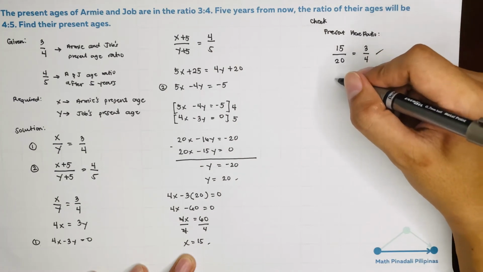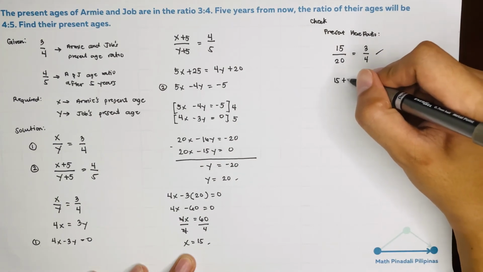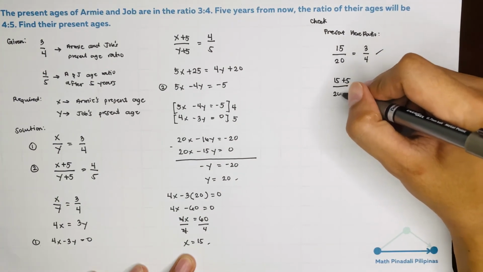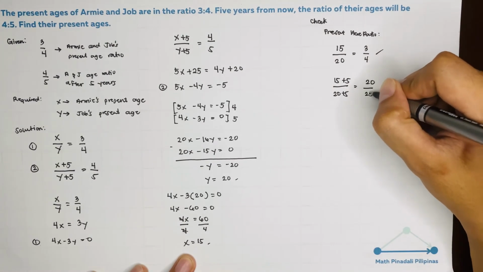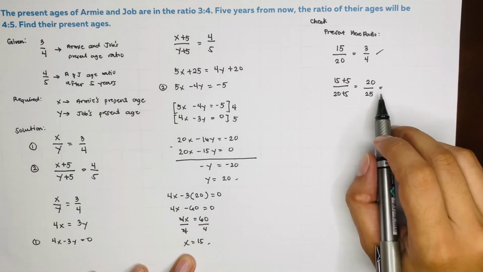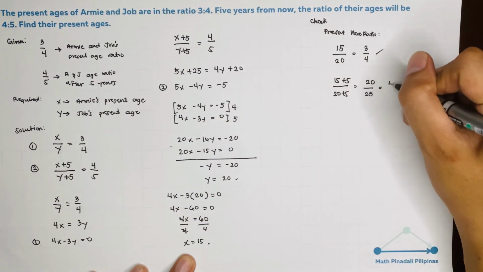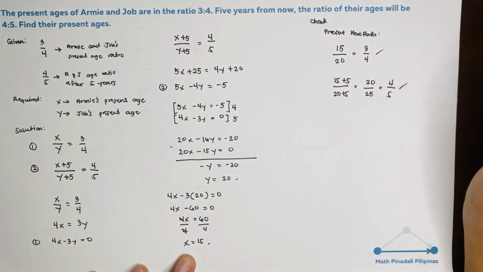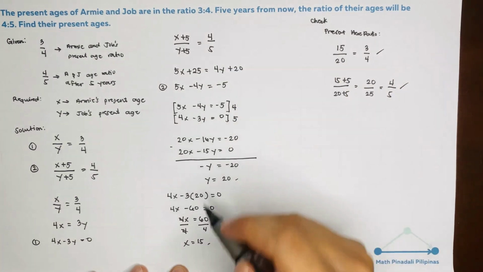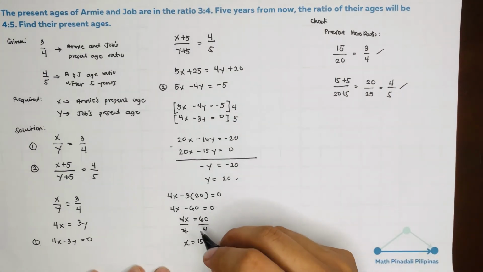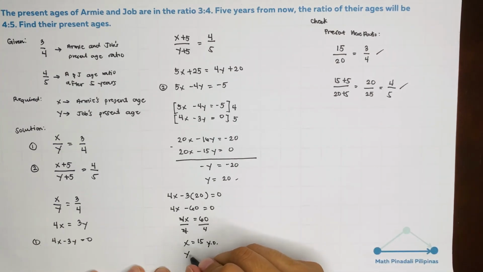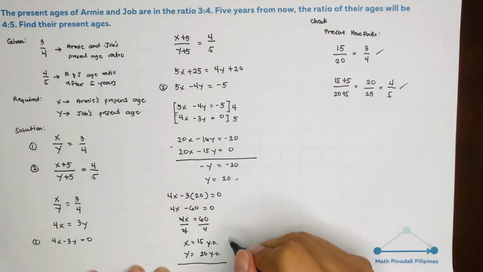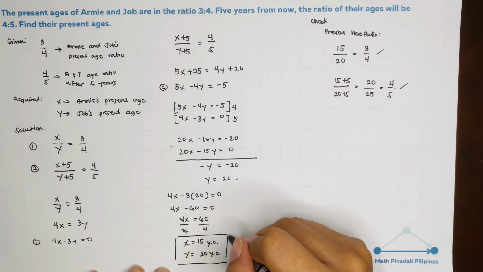5 years from now, Armie will be 15 plus 5, while Job will be 20 plus 5. This is equal to 20/25, or simplifying, their ratio will be 4/5. So check. So our final answer: Armie's age is 15 years old. Job's age is 20 years old. Let's box our final answer.